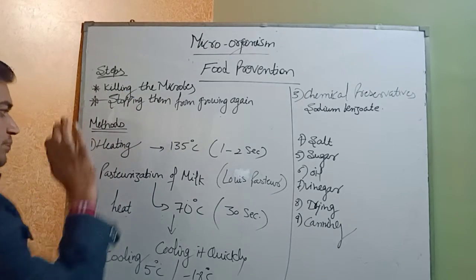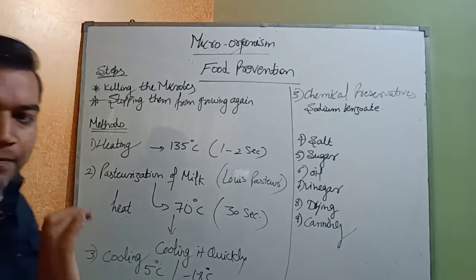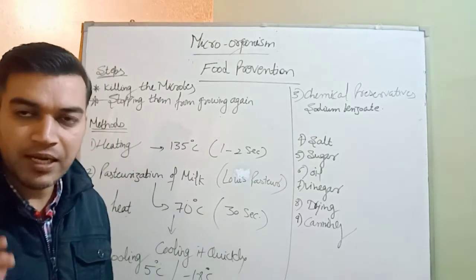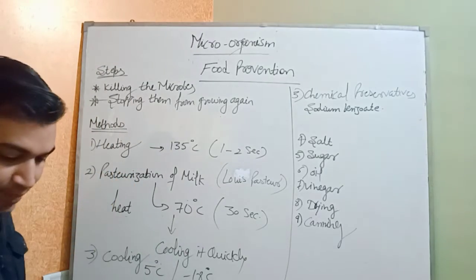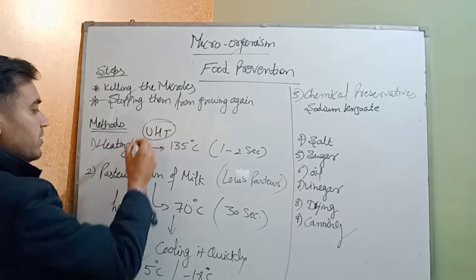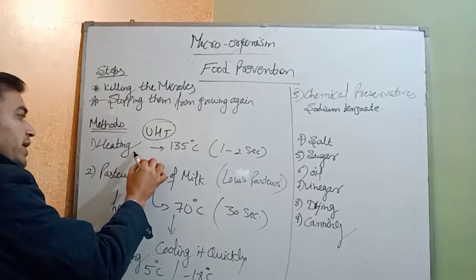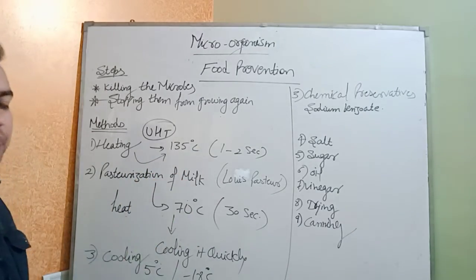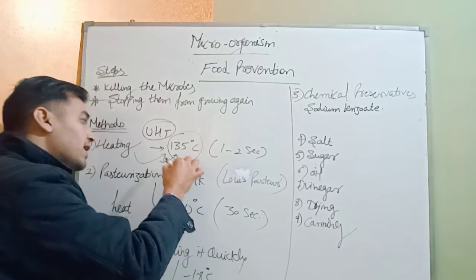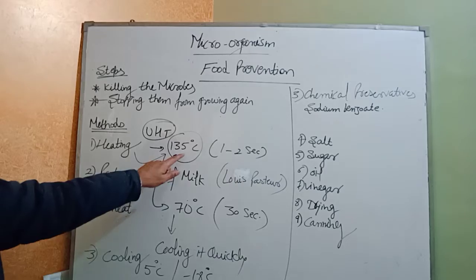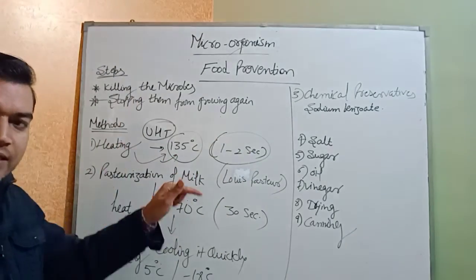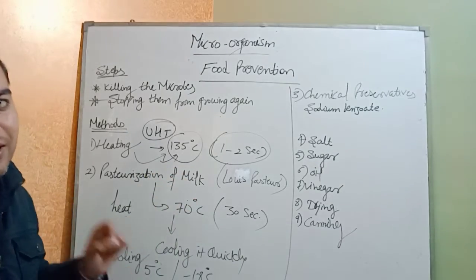Number one, heating. If we heat the milk or water, we can easily destroy the bacteria. Most of the bacteria in water and milk can be destroyed by heating. This method is also called ultra heat treatment. UHT, ultra heat treatment. What we do in this method, we heat the milk or water up to 135 degrees Celsius. It's a very high temperature. We should heat the milk or water up to this temperature for 1 or 2 seconds. This simple process kills most of the bacteria in milk and water.